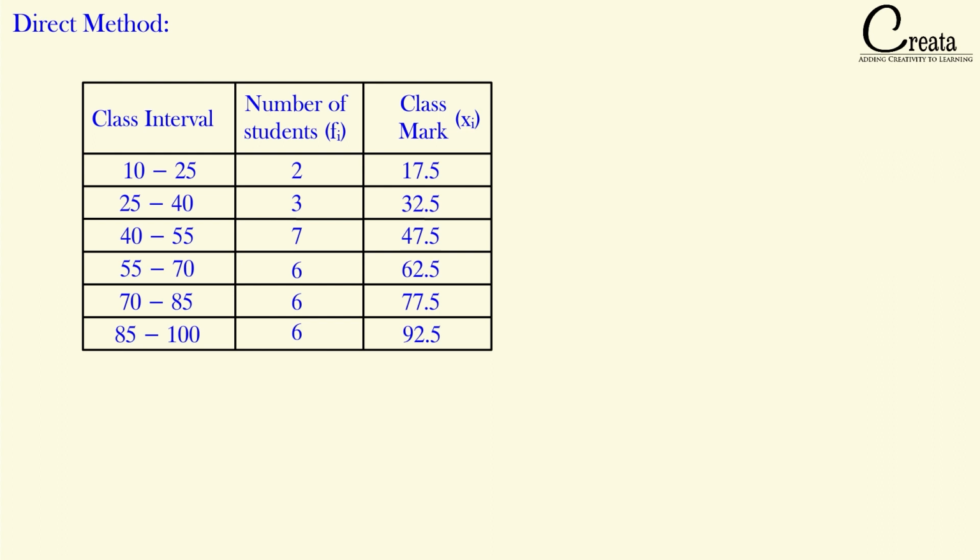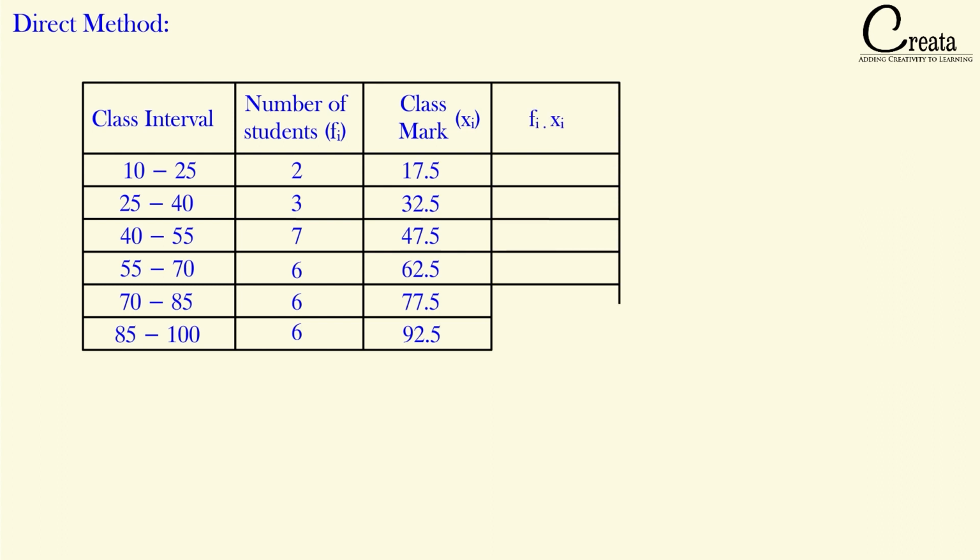Now how will we find the mean? By the same method that we used in the previous case. We will add one more column, which is fi into xi. Simple, the same method as in the previous case. Let's find fi into xi for each row. For the first row, 2 into 17.5 is 35. For the second row, 3 into 32.5 is 97.5. Similarly, we will calculate fi into xi for each row. So these are the fi into xi for each row.